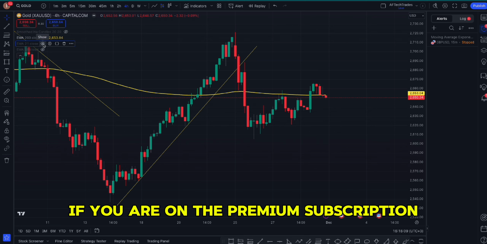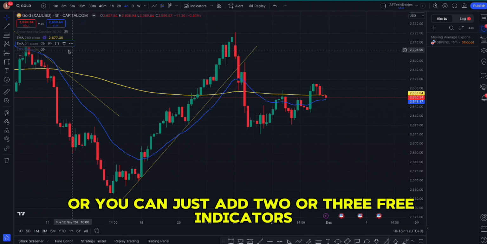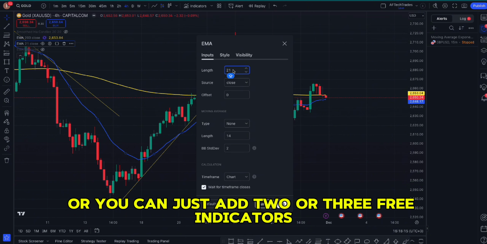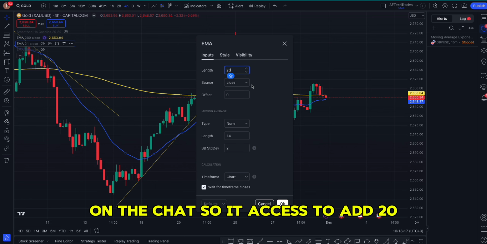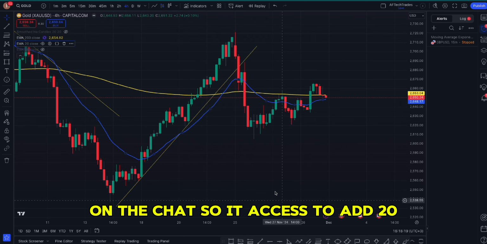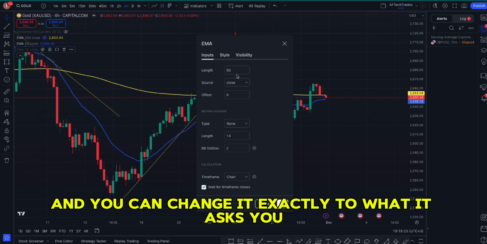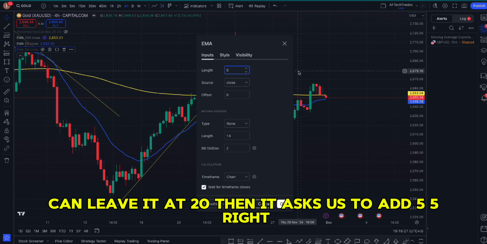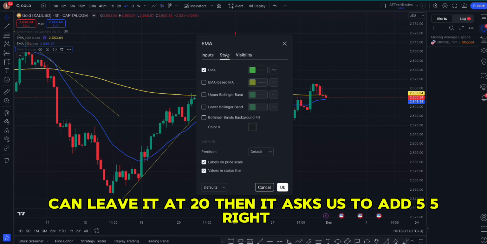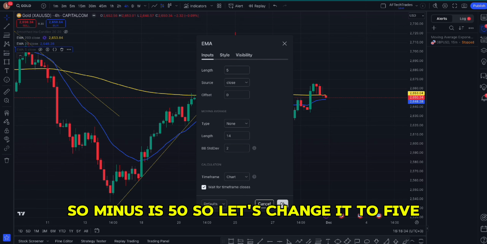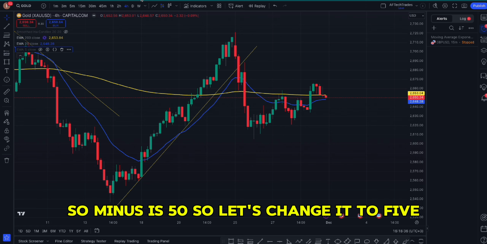So it asks us to add 20. Mine here is 21. You can leave it at 21, or you can change it exactly to what it asks you. You can leave it at 20. Then it asks us to add 5, right? Mine here is 50, so let's change it to 5. Every other setting is okay. There's nothing to change. So click on OK.